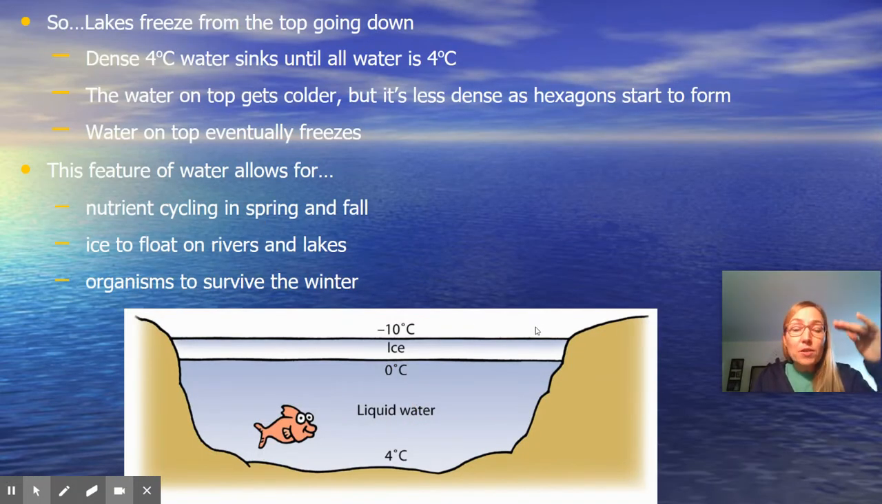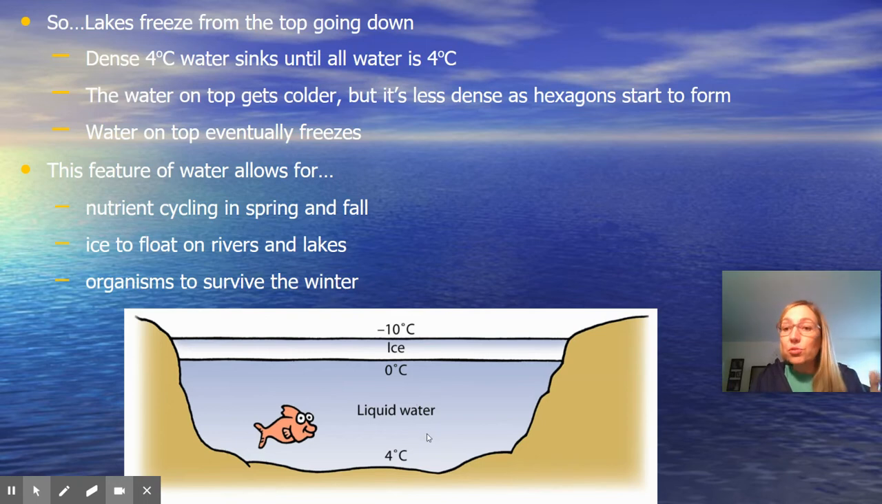So lakes are going to freeze from the top down. The densest water is 4 degrees. So as air temperature cools down to 4 degrees, that 4 degree water is going to sink. And then when it gets colder out, that cooler water will stay on top, and then it's going to start to form those hexagons, and eventually that water on top is going to freeze, leaving this gradient of temperature where there's a 4 degree water at the bottom of the lake, allowing for fish to live at the bottom of the lake throughout that winter.